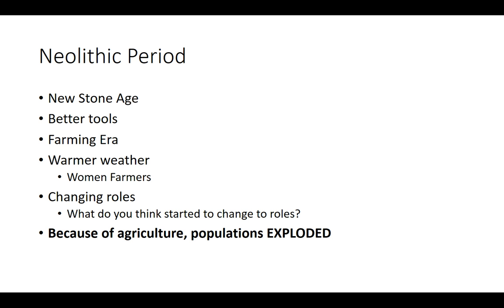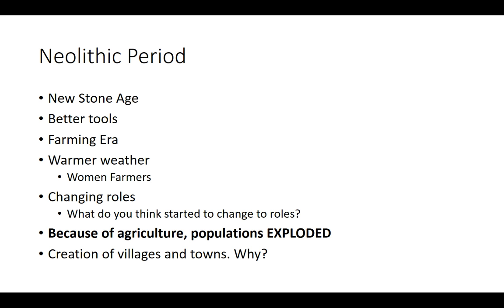The big thing we need to understand about the Neolithic period is that because they started doing agriculture, because they started farming, there was a massive population explosion. Farming really revolutionized us as a human species and allowed us to grow as a species. It's a big concept that you need to make sure you understand: the Neolithic period is noted for its growth in agriculture, which brought a huge population boom.